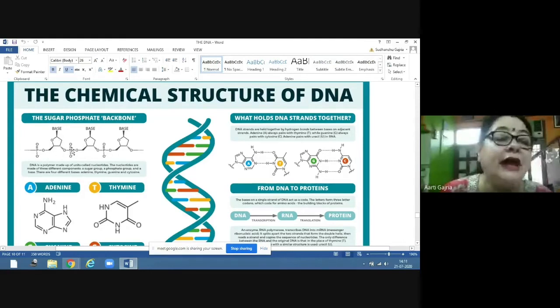And this phosphate is joined from one pentose at 3. This is 3 prime because this is 1, 2, 3, third carbon. And here it is fifth carbon: 1, 2, 3, 4, and 5. Fifth carbon. So from the first pentose it is the third carbon, and from the second it is the fifth carbon. And this bond is phosphodiester bond. Clear? Okay.